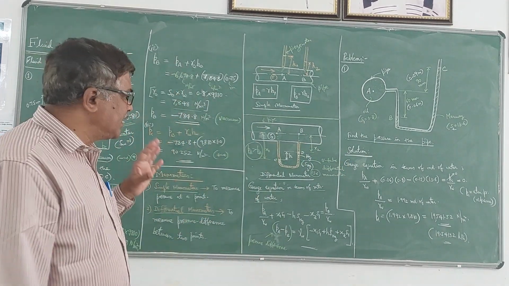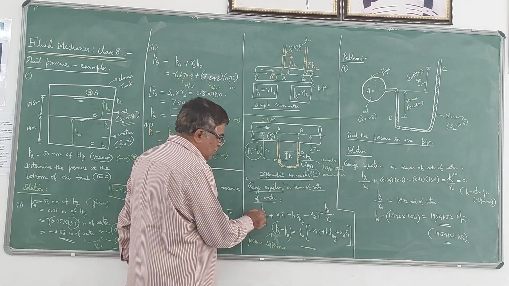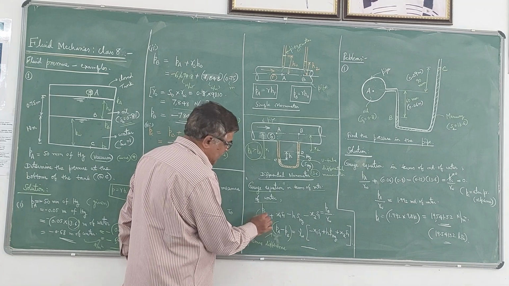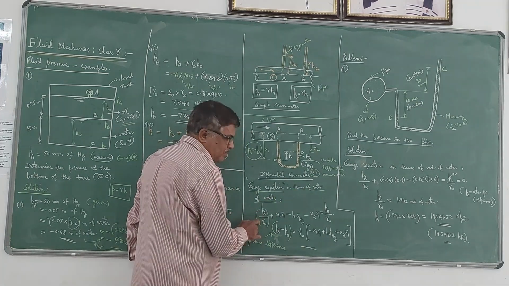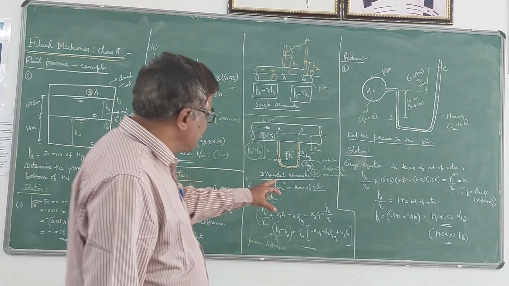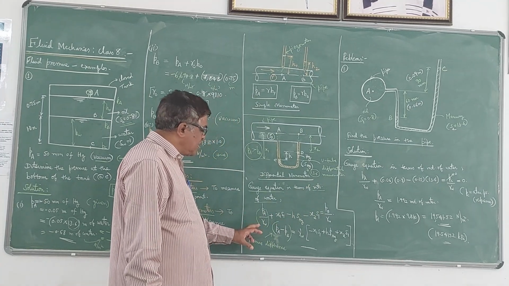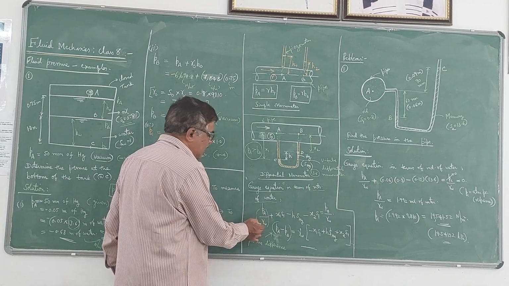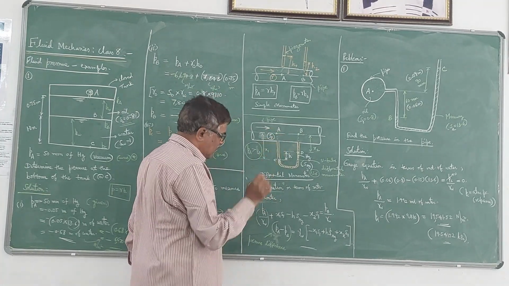Now the pressure at A in terms of water is PA by gamma W. Please note that I am writing in terms of pressure head. P by gamma means it is H only. So that is why I have written here in terms of meters of water. So the first term is PA by gamma W, the pressure head at A in terms of water.